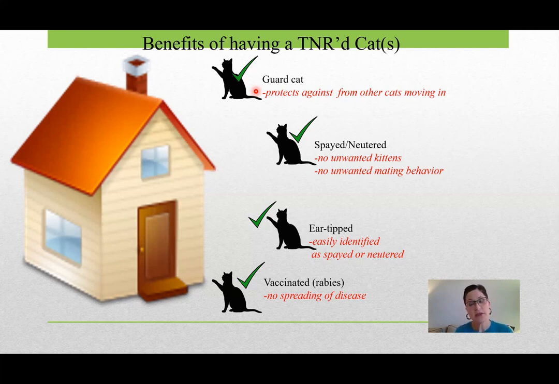The subsidy that you'll be getting through this program is going to be $20. So the cat gets the surgery, the cat gets the ear tip, and the cat gets the rabies vaccination, all for $20, which is a great deal. But again, anything extra, you'll be paying for out of pocket. Okay, so now we have the benefits of why it's good to have a TNR cat.